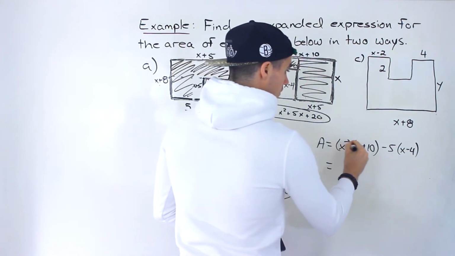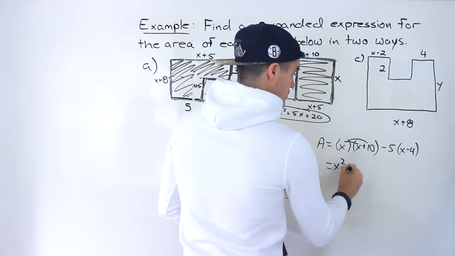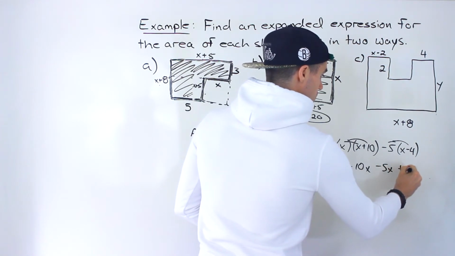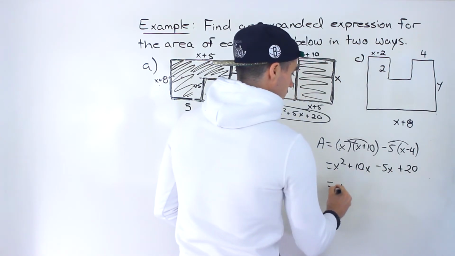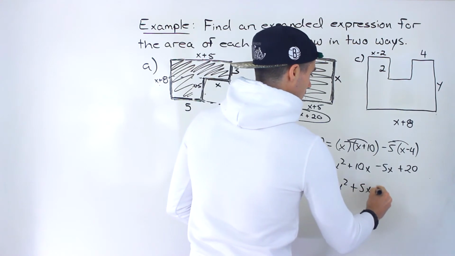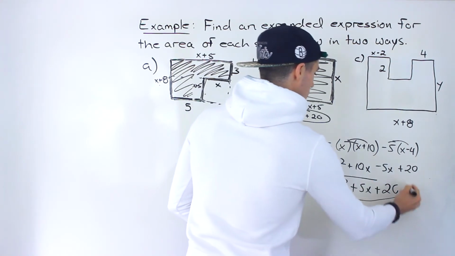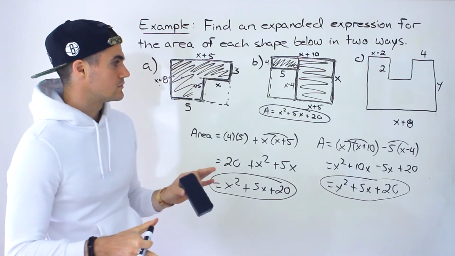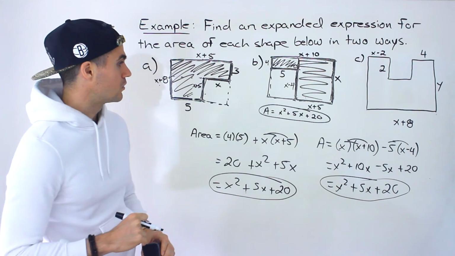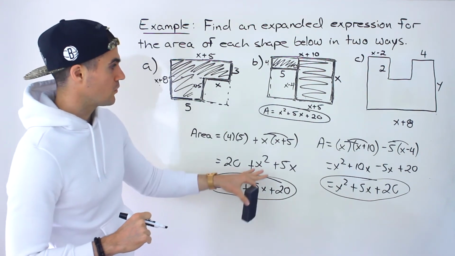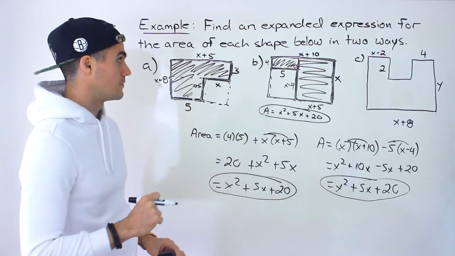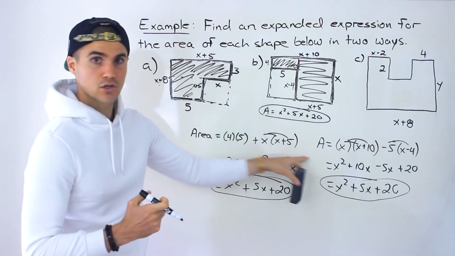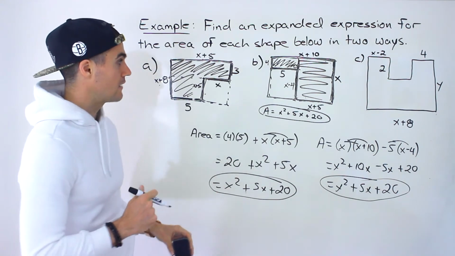Let's see if we get what we got over here. So we got x squared plus 10x, distribute, minus 5x plus 20. 10x minus 5x gives us 5x, and then we got a plus 20. So notice we do end up with that same area. Okay, so it's pretty neat how it all works out, right? So 3 different ways, and we're getting the same area. And then maybe on a test, if you just have to do it one way, well, this is a good way to check your answers if you do have the extra time.